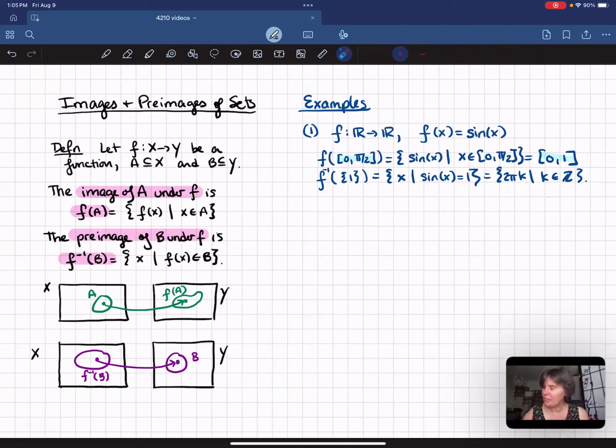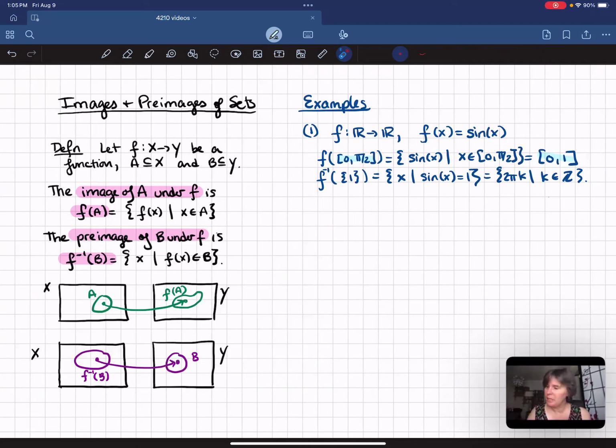Using the definition, it's the set of all f of x, which is sine of x, such that x is in this set, 0 to pi over 2. And that means that x is in the first quadrant. And so if you think about the values of sine of x in the first quadrant, the values that sine of x can take on are 0 to 1.